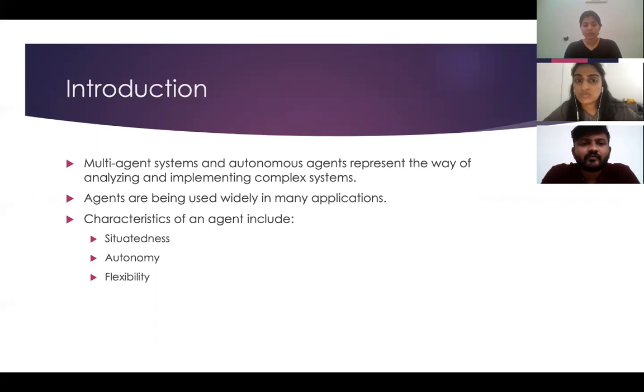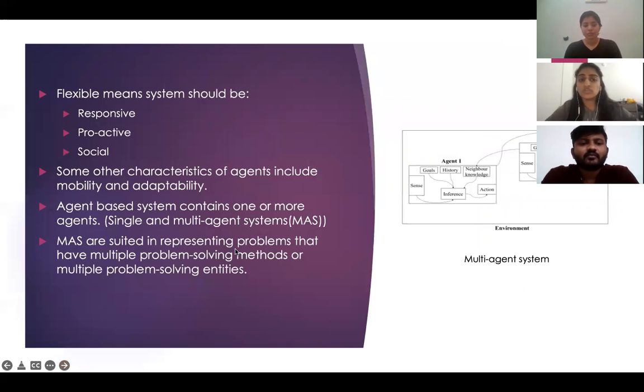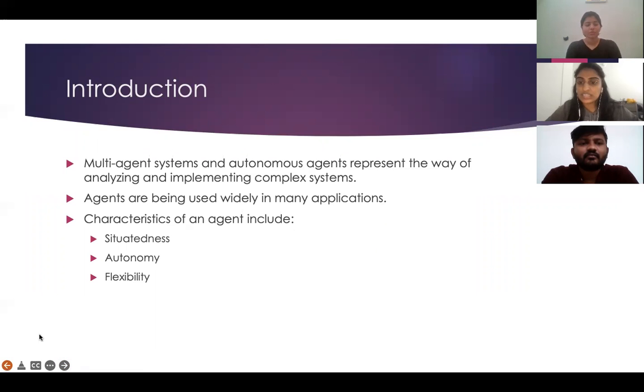The characteristics of agents include situatedness, autonomy, and flexibility. Autonomy is when an agent is able to act without any human intervention. Situatedness is when an agent receives sensory input from the environment, performs actions, and changes the environment in a particular manner. That is one of the characteristics of an agent.